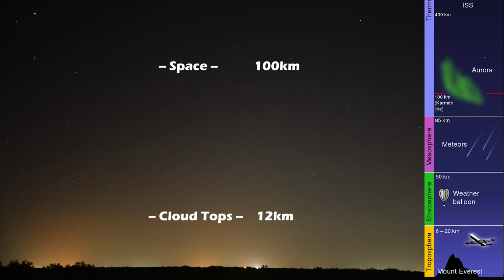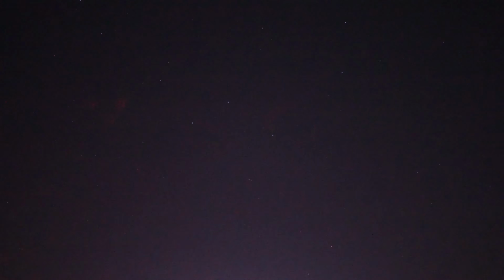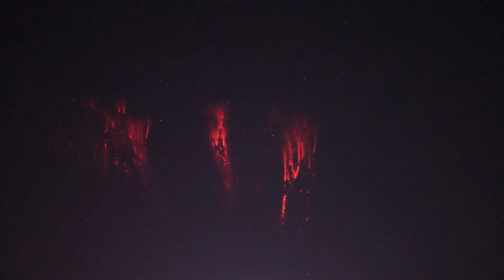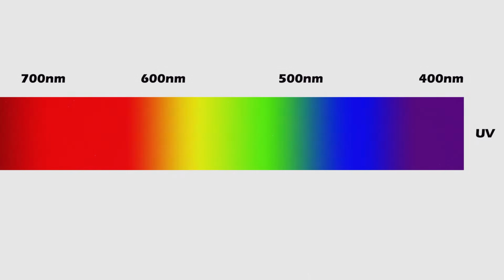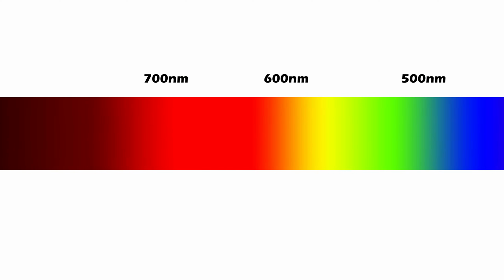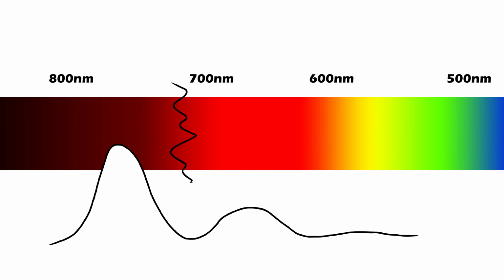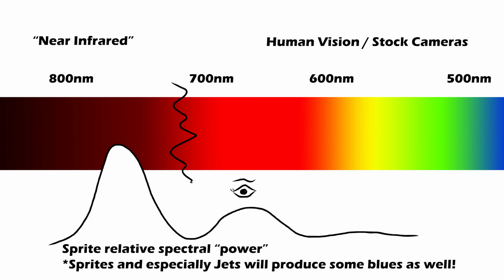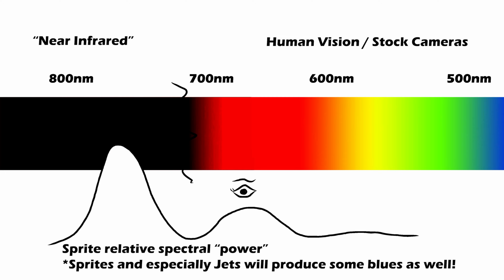And finally, and I think most importantly, the most common form of TLE, the red sprite, itself produces the majority of its light at and just beyond the red part of the visible spectrum. In other words, they are very red. In fact, redder than red. They exist in an area of the light spectrum from the deepest reds to the area called near infrared.